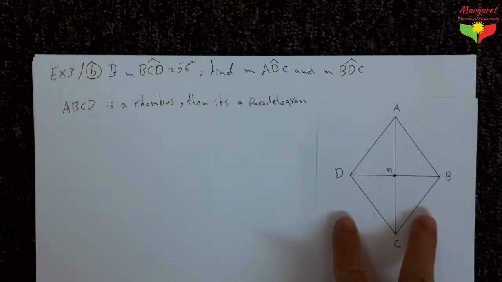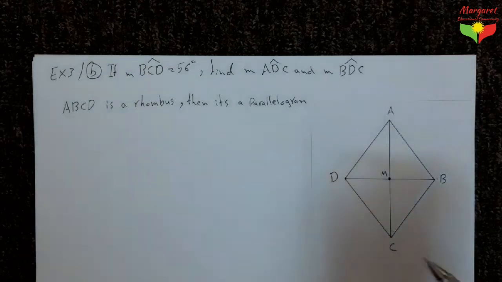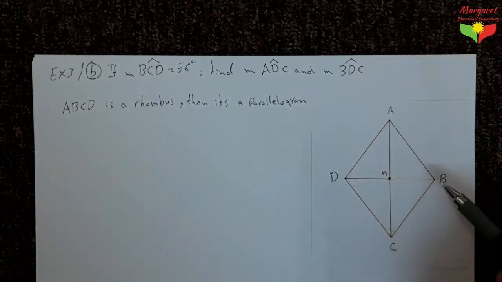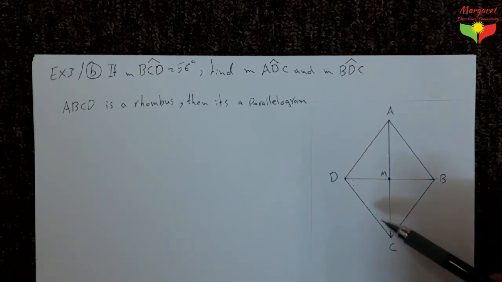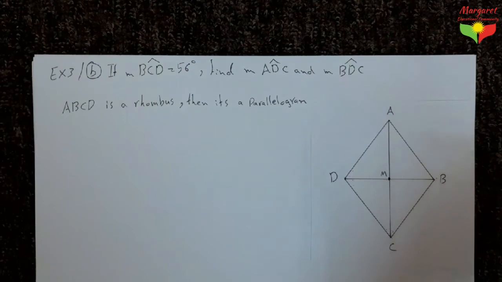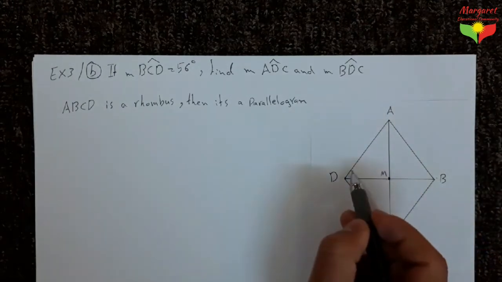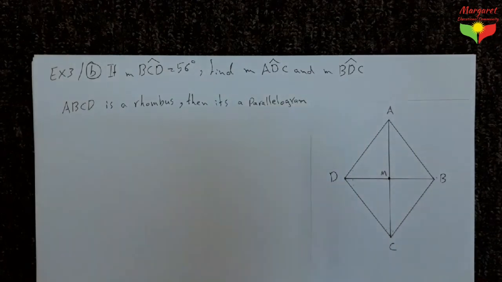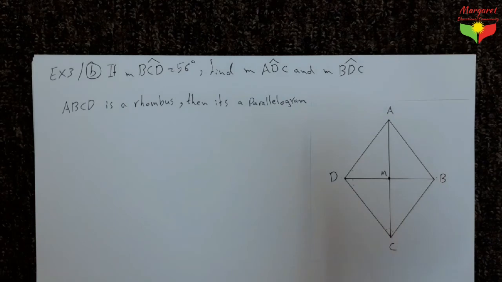And if we see the figure, angle ADC and angle BCD are consecutive angle. And from the third property of parallelogram we say that two consecutive angle are supplementary.